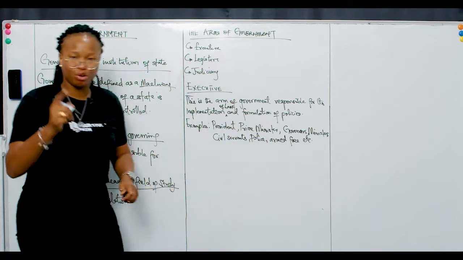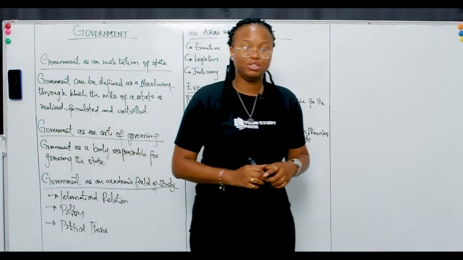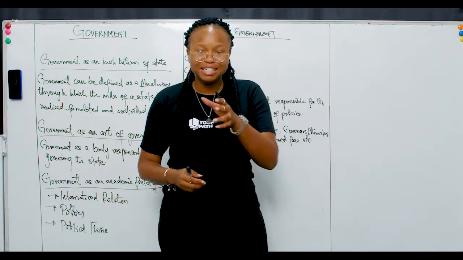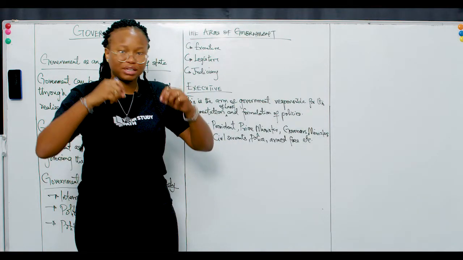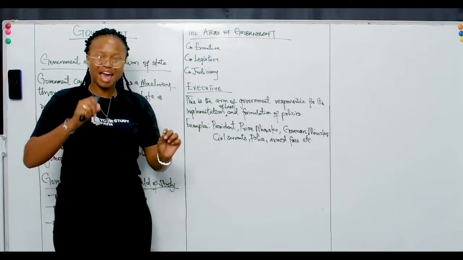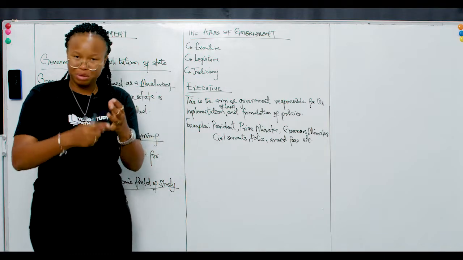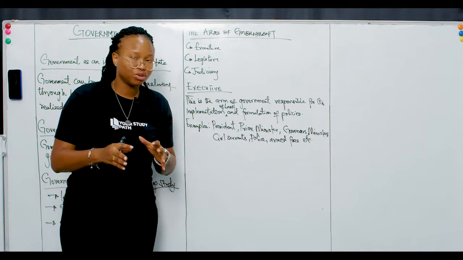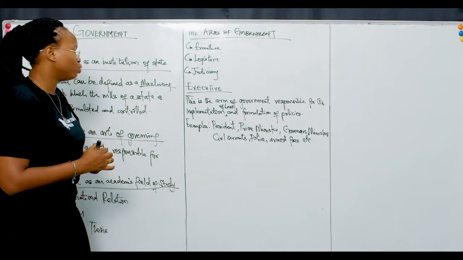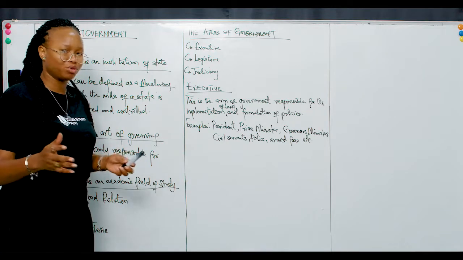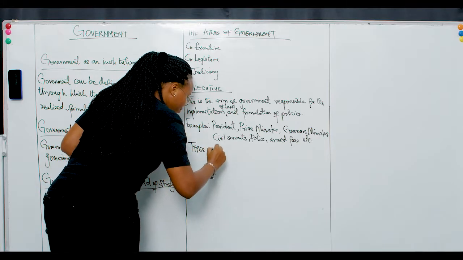and formulation of policies. And that is why when you break the law, maybe when you pass a red light, it is the police, LASMA, that enforce those laws. So another word we can use for implementation is enforcement. So the roles of the executive revolve around implementing and enforcing the laws that have been created for the state or the country. Now, we need to ask ourselves, what are the types of executives that we have? So we have types of executive.